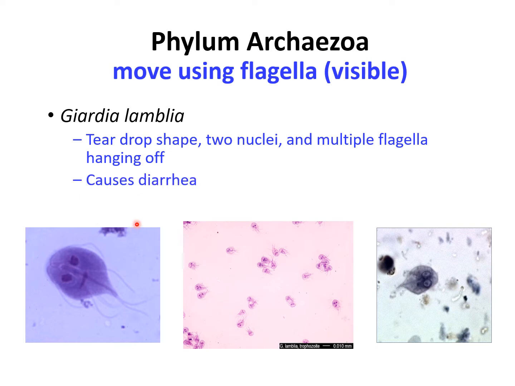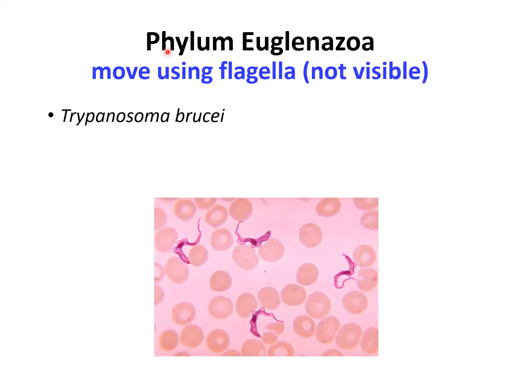They are pathogenic, so they are going to cause an infection, and the main symptom that someone would have would be diarrhea. Then we move on to the phylum Euglenozoa, and those also move using flagella. But when you take a look at them under the microscope, you can't really see these whip-like structures, so they are not visible.